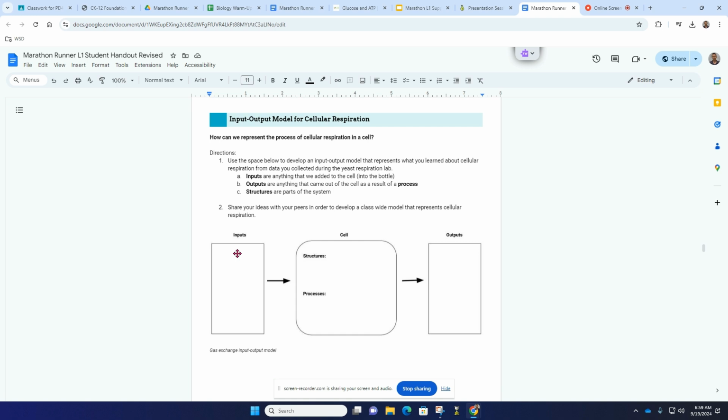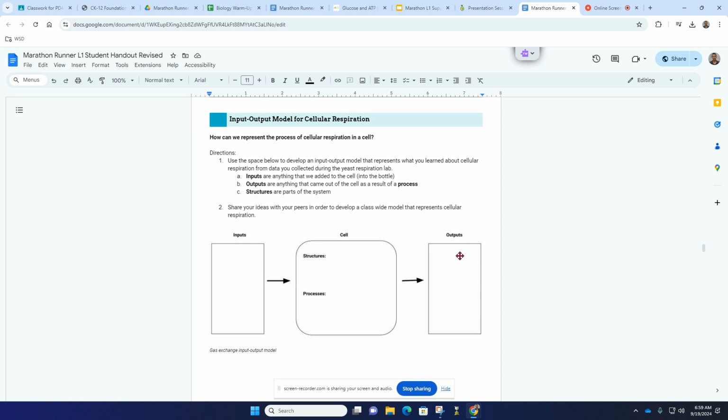The things that are going in are oxygen, right? We're breathing in oxygen that goes to our cells. Food, right? We're eating food, in this case, glucose, sugar, and that's going to go into our body and then into our cells. So those are the two main inputs of cellular respiration.